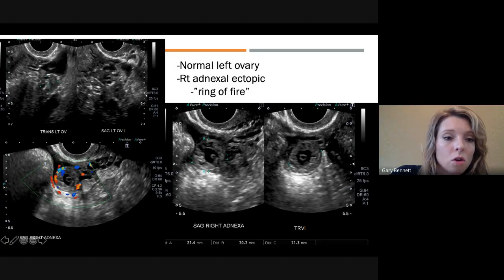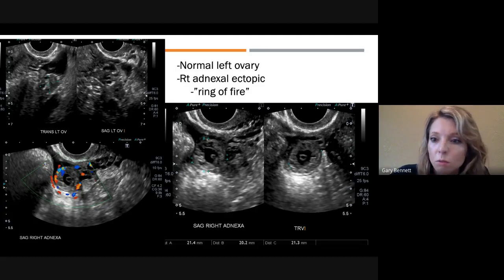This normal ovary on the left here, we have trans left ovary, sag left ovary. You can see that they measured it in this image here. Looks like a great ovary. You can see these nice dark little follicles. It's not measured right here, but that's it, right there, that little ovary. It can be a little hard to pick out, especially on just a 2D picture. It's a lot easier to find in real life when you can actually sweep in and out of the ovary.